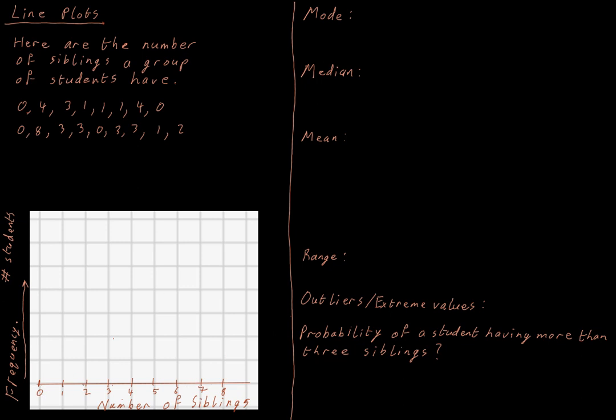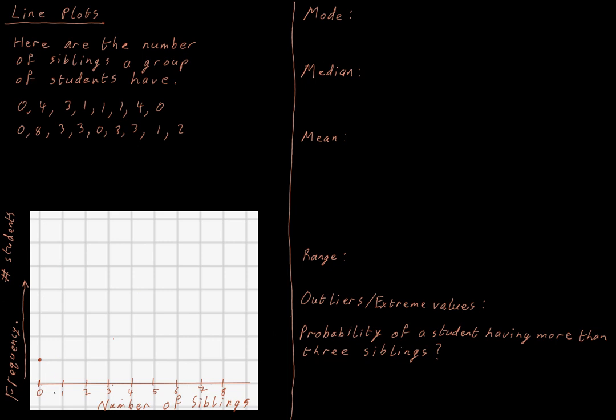So we have all of our different categories, all of our different numbers of siblings that we could have based on our data set. And then we are going to start putting a dot for each time we see one of these categories come up, each time one of the students has this number of siblings. So the first student has 0 siblings, so we put a dot above 0.